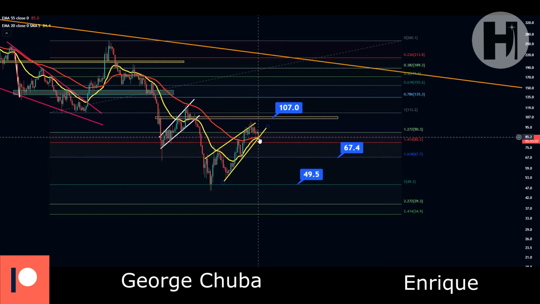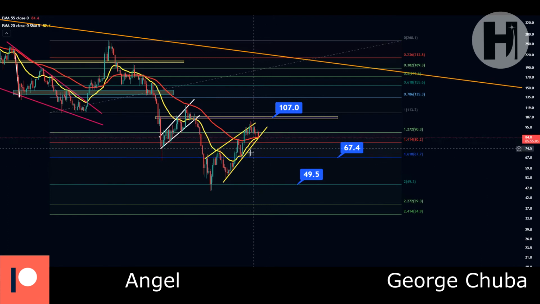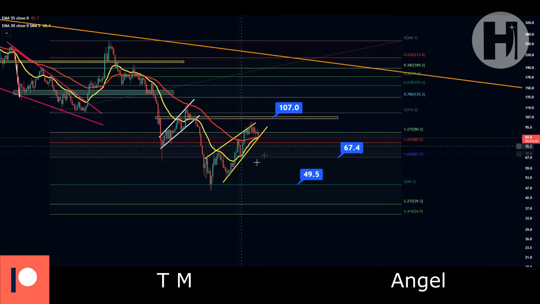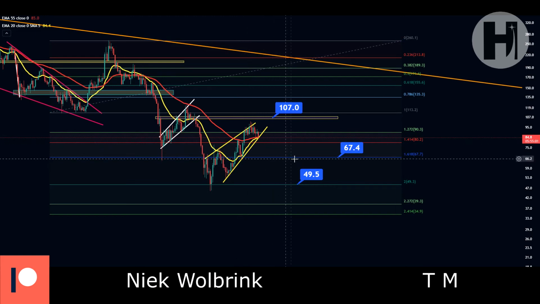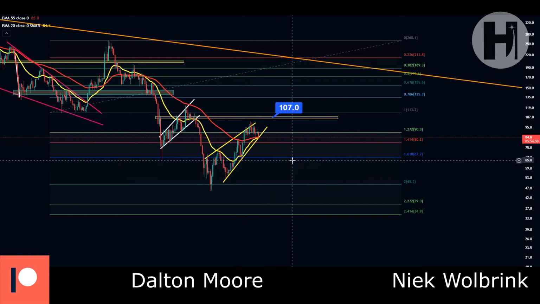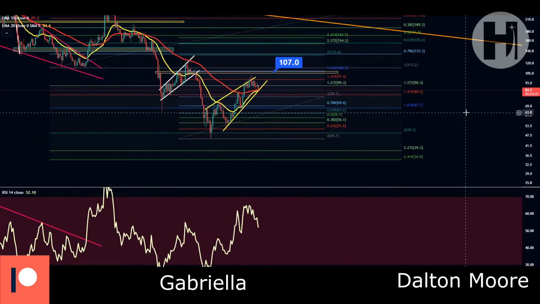But I do think we're going to lose the 20 EMA here. We're going to lose the support of the rising wedge, and we're going to come back down to the 1.618 at least. That is just what I'm targeting here for Aave.